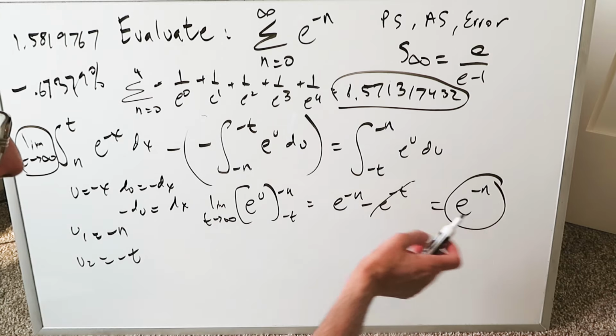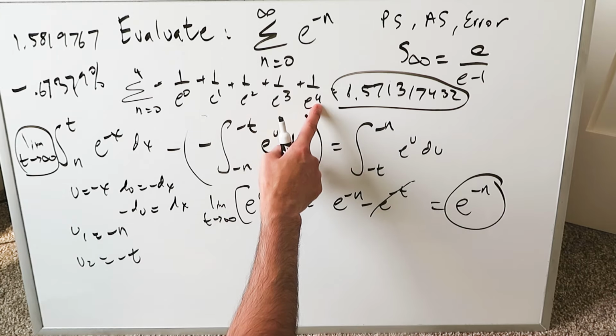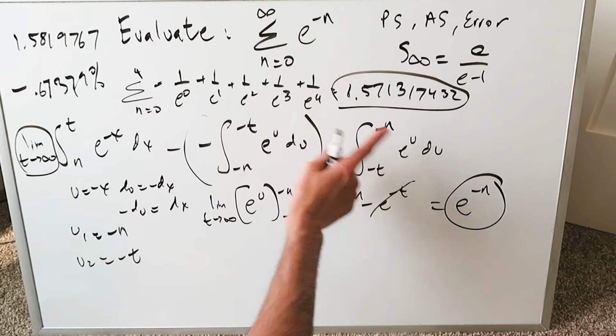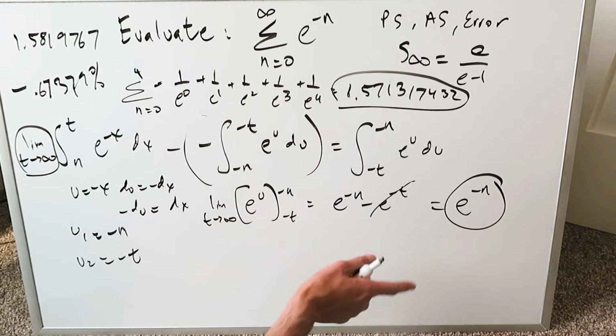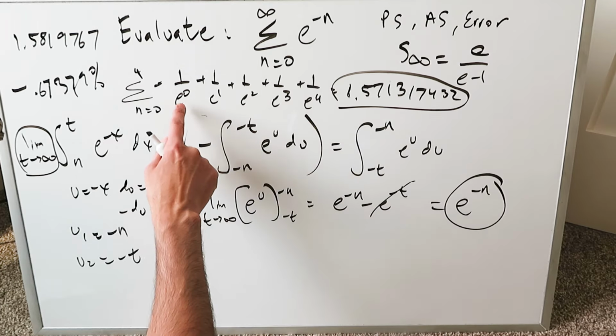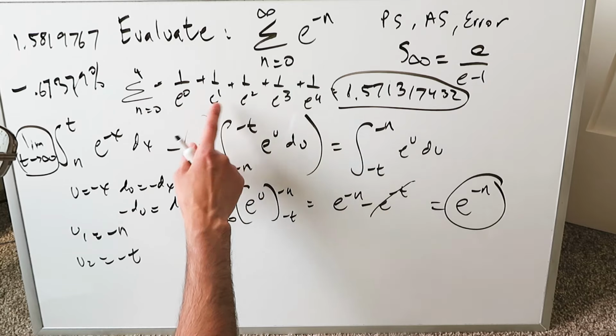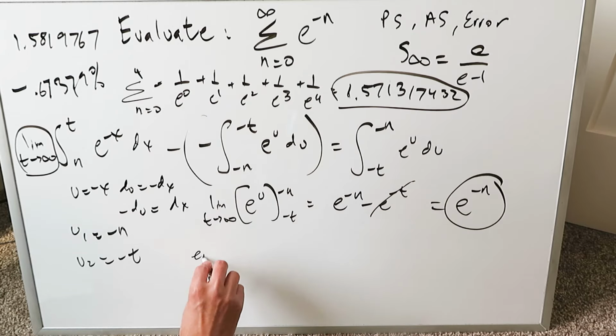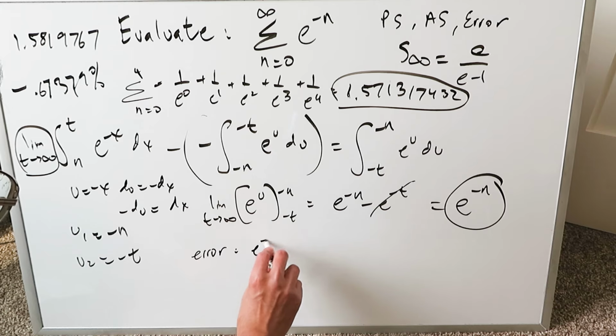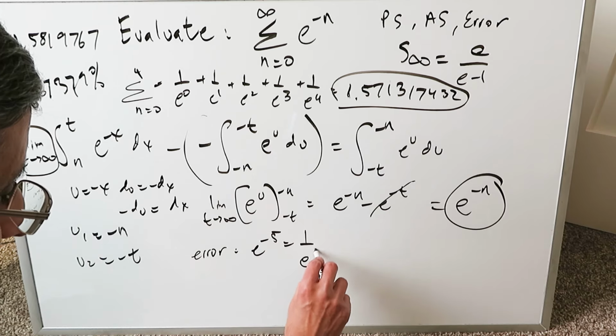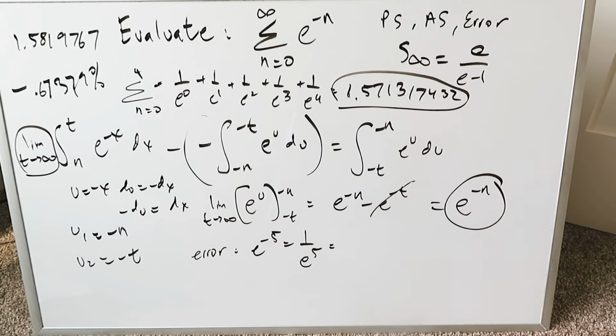Here n represents the number of terms. Don't put this 4, because we went from 0 to 4, it would be incorrect. You would greatly misrepresent your error. You have to do the number of terms. We have 1, 2, 3, 4, 5. Even though we went from 0 to 4, we have 5 terms. Therefore, your error here would be e to the minus 5, and it's 1 over e to the 5, and that would give you your error rate.